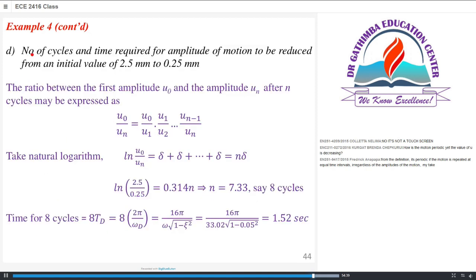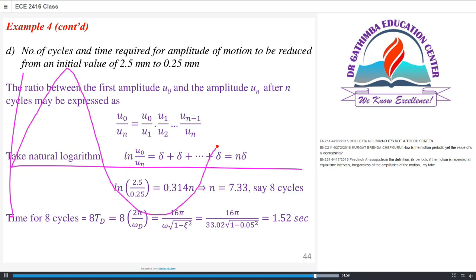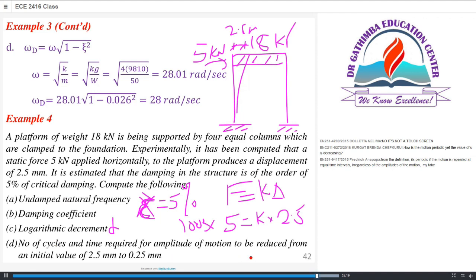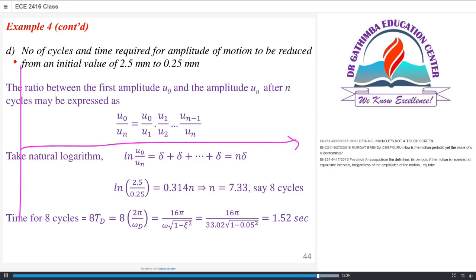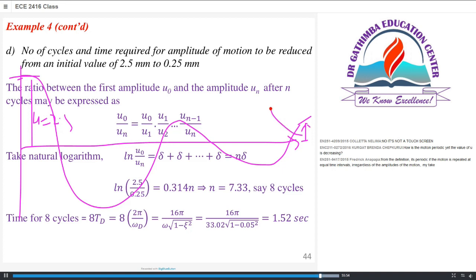Finally, part D, we want to know the number of cycles and the time required for the amplitude of motion to reduce from an initial value of 2.5 to 0.25. Just as an illustration, the motion will go like that, decreasing like that. The initial value was 2.5, so we are starting with an initial displacement that is not 0. So from this initial value, u naught, which is equal to 2.5, after how many cycles are we going to get to a displacement or amplitude of 0.25?